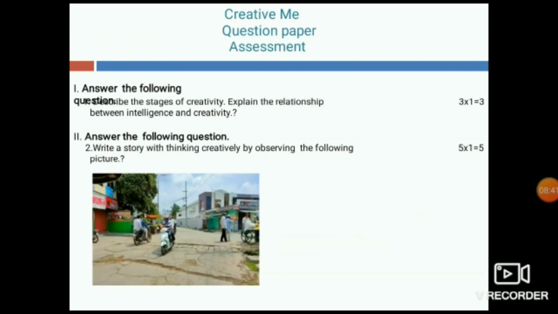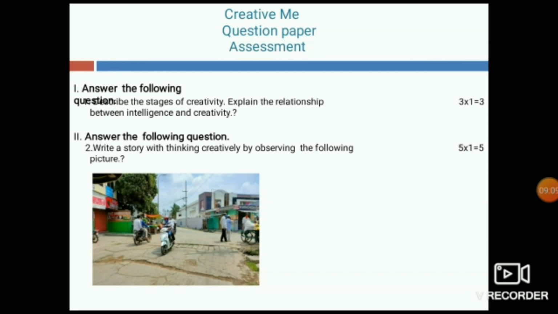And finally, the question paper. See this question paper. First, answer the following question. Describe the stages of creativity. And next one is explain the relationship between intelligence and creativity. First, we have to write describe the stages of creativity. There are 5 stages in this video, so we have to write only 5 stages. And next, explain the relationship between intelligence and creativity. So we have to write this also.